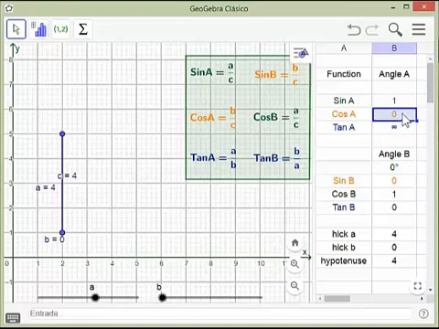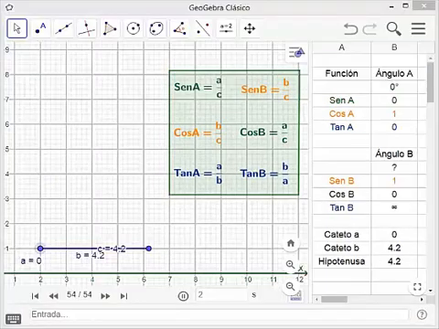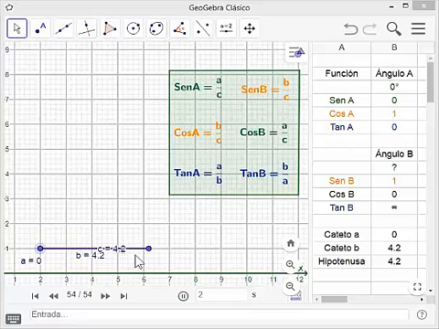Now, what is the value of tangent of 90 degrees? We would have to divide 4 over 0. But 4 over 0 is infinite. It is not a defined number. It is infinite, just what we can see on the table. I will redraw the last right triangle.